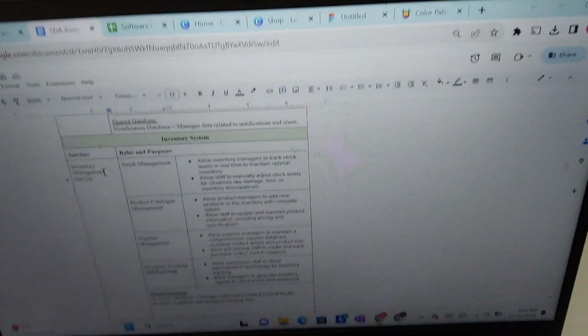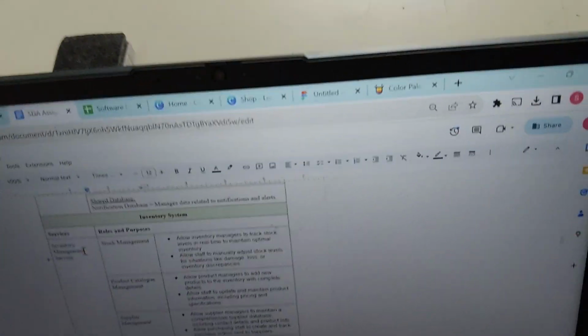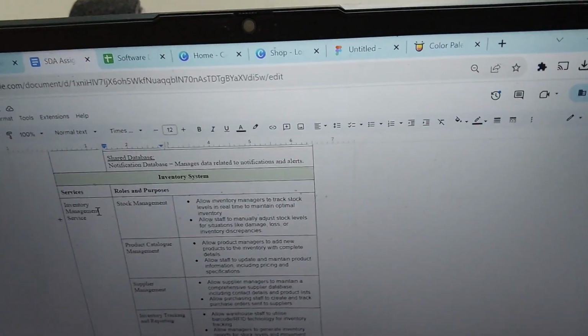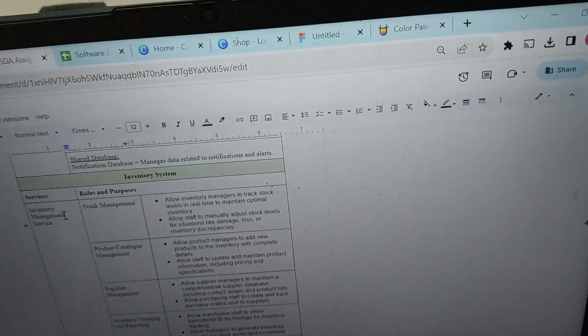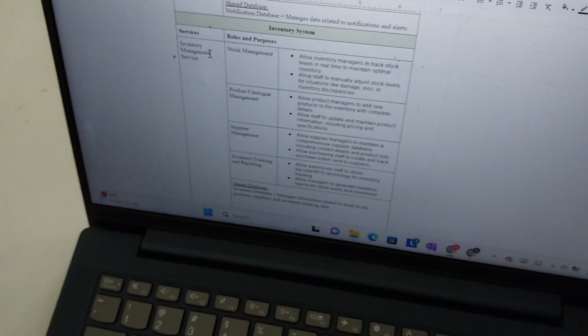Try not to have too many services sharing data, because you are increasing the coupling. So reduce the coupling. Microservices is loose coupling. Sometimes coupling we cannot avoid, but just try to reduce the coupling.